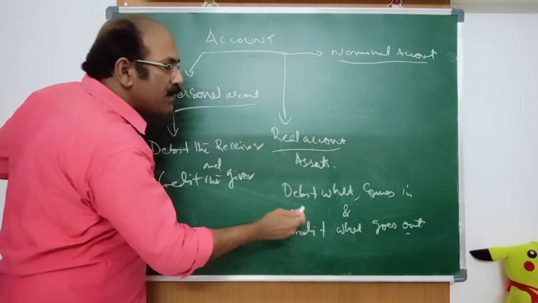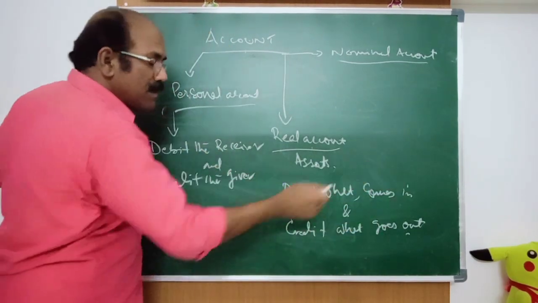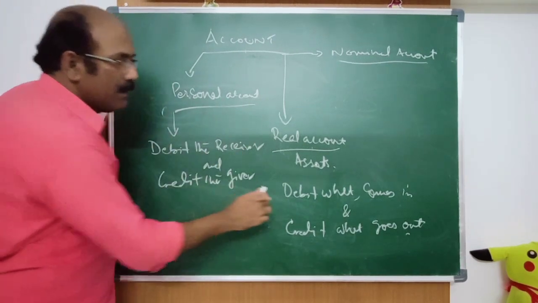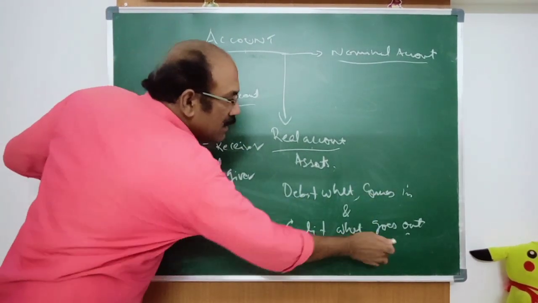Real account, what? Debit what comes in. എന്താ വരുന്നത് അതിനെ ഡെബിറ്റ് ചെയ്യുക, എന്താ പോകുന്നത് അതിനെ ക്രെഡിറ്റ് ചെയ്യുക. Debit what comes in and credit what goes out.